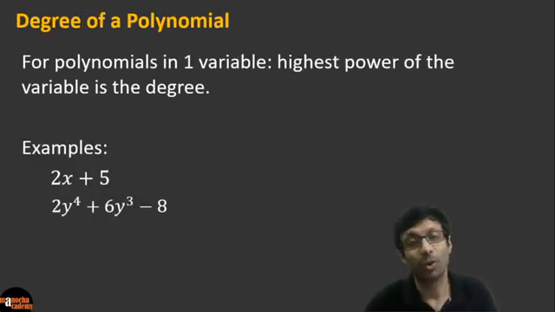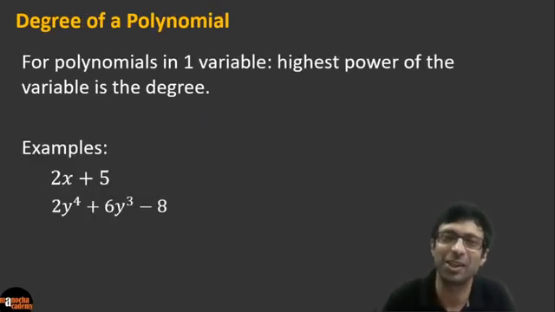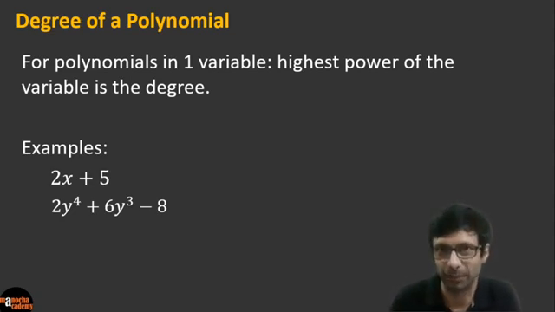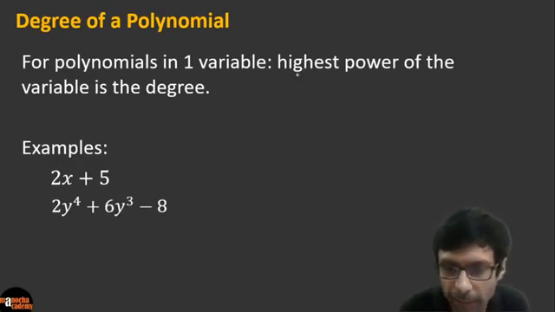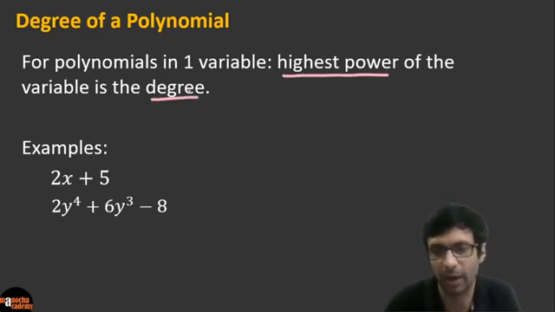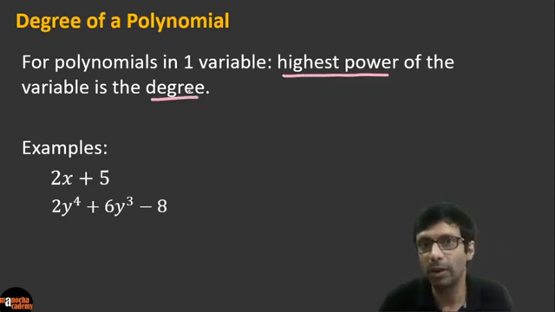Now let's talk about, okay, this chapter is full of so many terms, right? So now let's talk about what is the degree of a polynomial. Okay, so for polynomials in one variable, that means if it's just x in the polynomial or just y, the highest power of the variable is the degree, right? So the highest power that the variable takes in the polynomial is the degree.